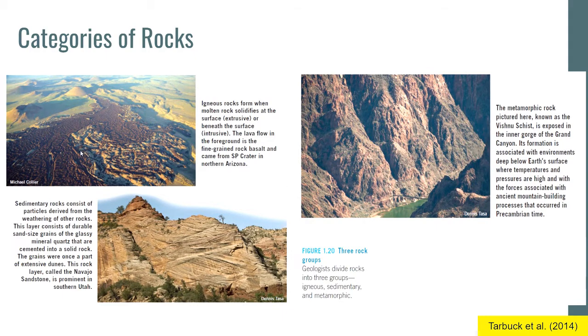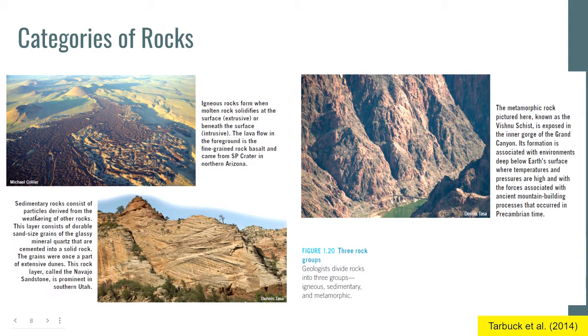So in this photo from northern Arizona, we can find igneous rocks. Okay, igneous rocks form when molten rock solidifies at the surface. We call them extrusive igneous rocks, or if they solidify beneath the surface, we call them intrusive igneous rocks. So we see here the lava flow, okay, coming from one of the craters. Since they solidified above the surface, we call them extrusive igneous rocks.